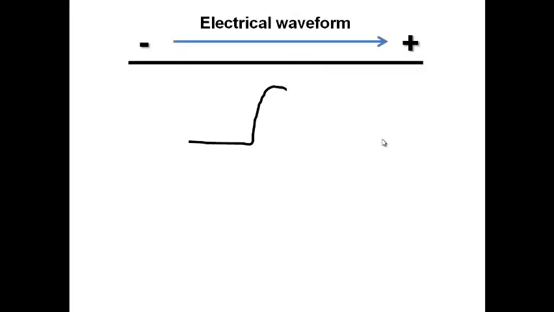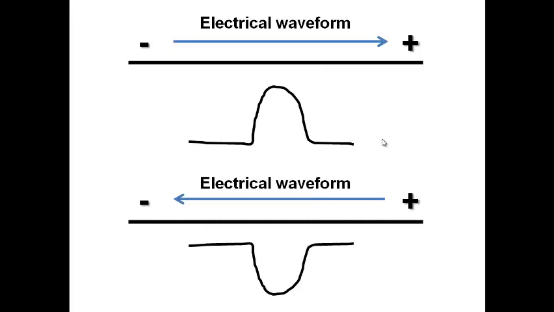For example, if this electrical waveform is going toward the positive pole of the lead, the signal on the ECG paper will be a positive signal. And the opposite: if the electrical waveform is directed away from the positive pole, so it is going towards the negative pole of the lead, it will show a negative deflection.